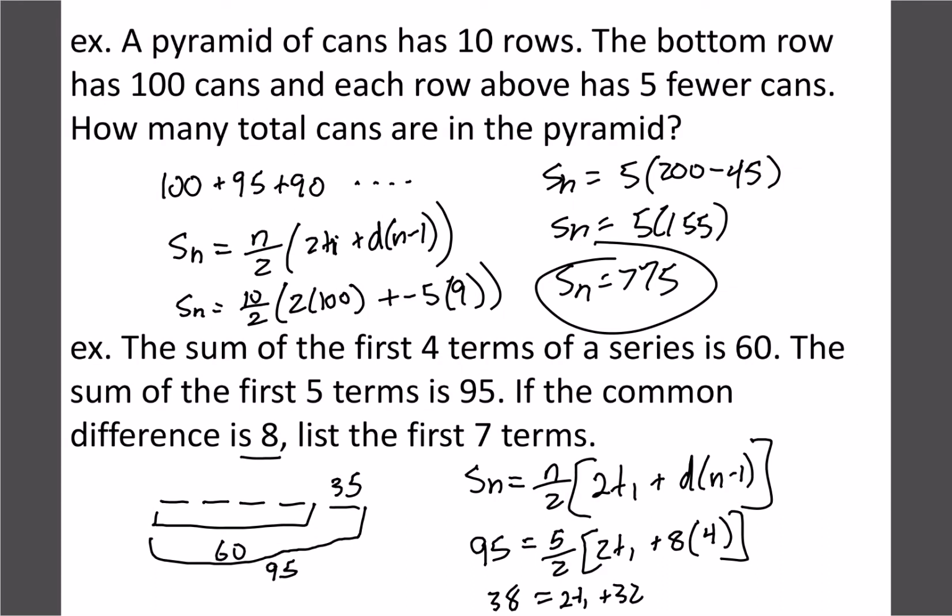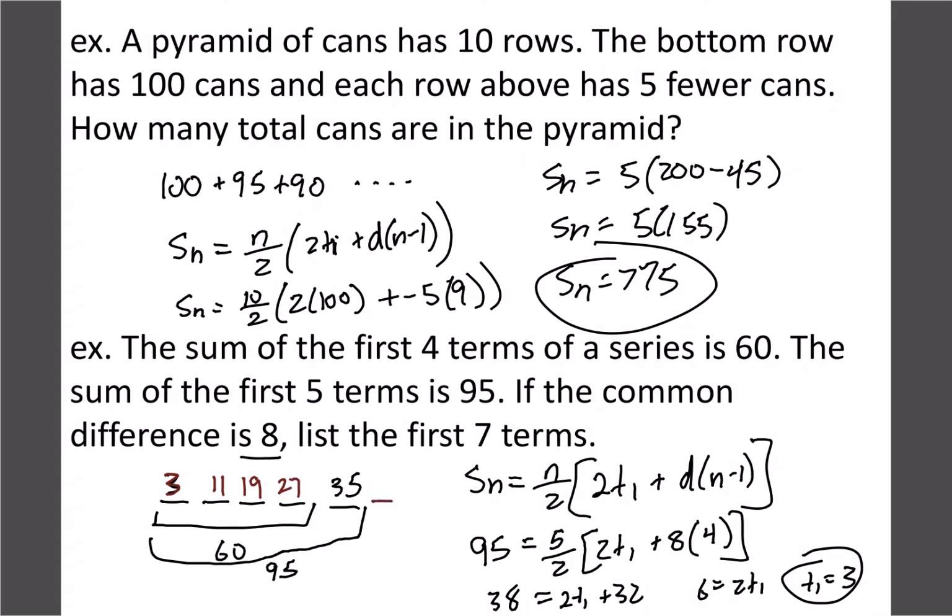So let's subtract the 32. So we get 6 equals 2t1. So that means t1 equals 3. So if we know that term 1 is 3, we know our common difference is 8, so we should be able to fill in all of our numbers. Let's use a different color here. So we'd have 3 plus 8 is 11, plus 8 again is 19, plus 8 again is 27, plus 8 is 35, so we know we got it right.